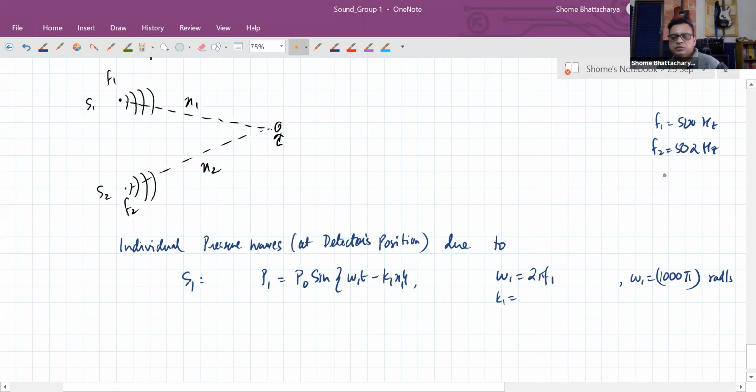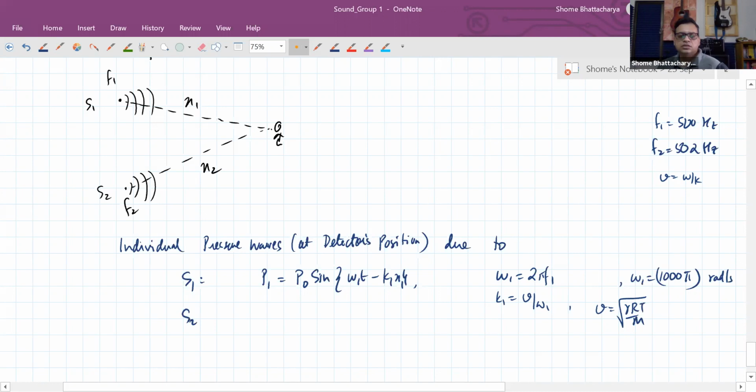Whereas k1 will become, you have the relation that v, speed of sound, is equal to omega by k. So you can write this as omega 1 by v. Their angular wave numbers will also be different, because their wavelengths are different, because they are having different frequencies. Where v is of course speed of sound in whatever medium. V is common for both of them, and x1 is the path length, as you can see.